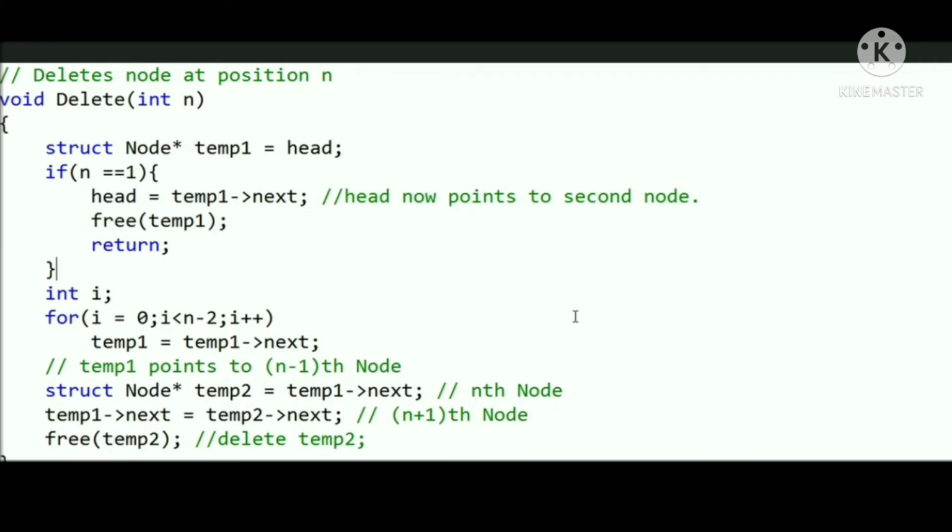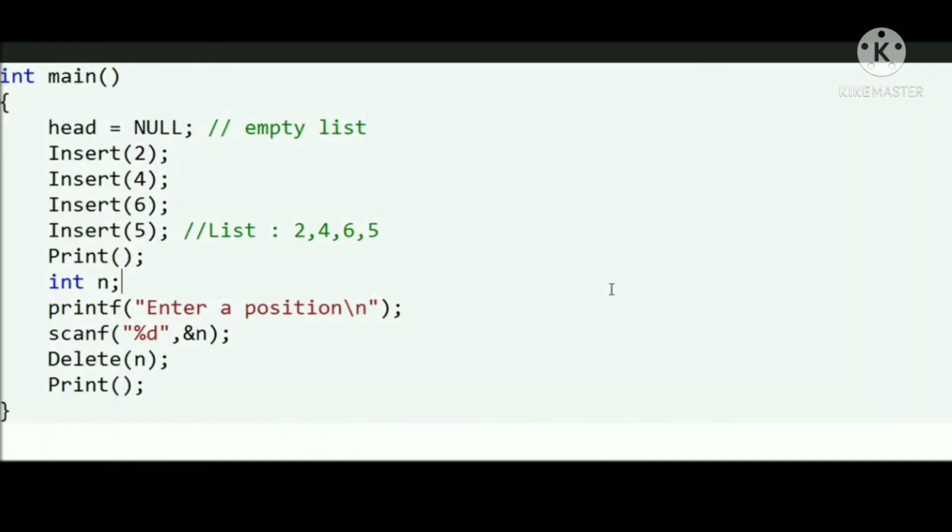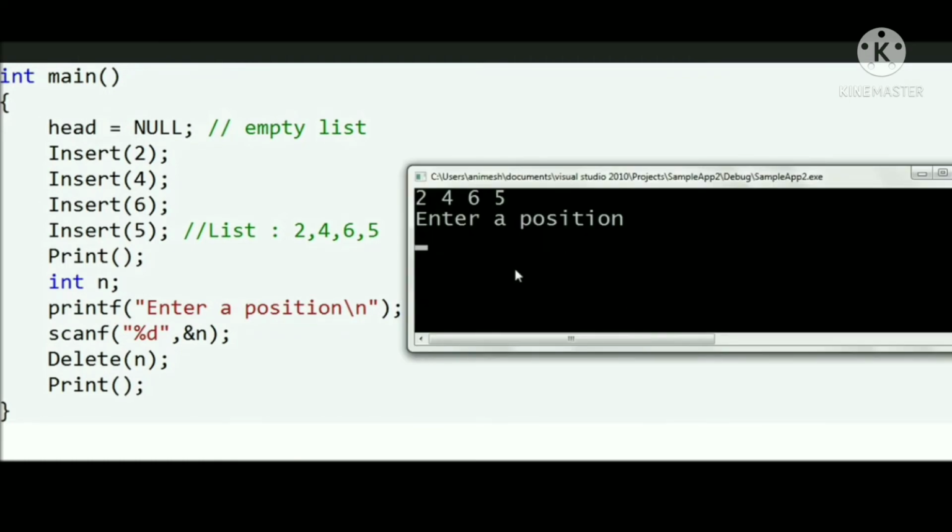So let us now run this and see what happens. I have already written the insert and print functions. I'll come back to this main function. This is my list 2, 4, 6, 5, and I can enter any of the positions 1, 2, 3 or 4.